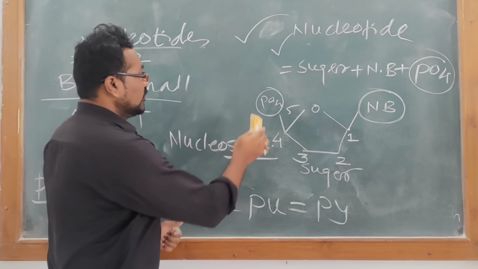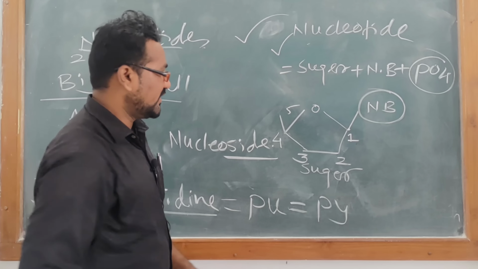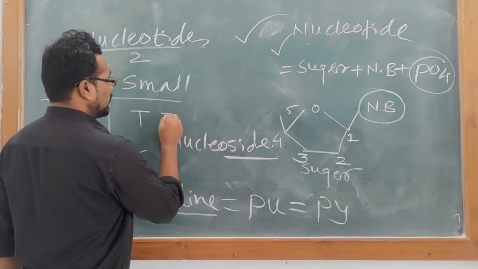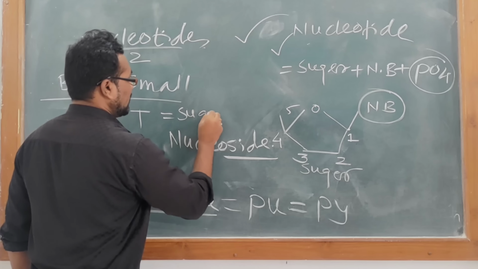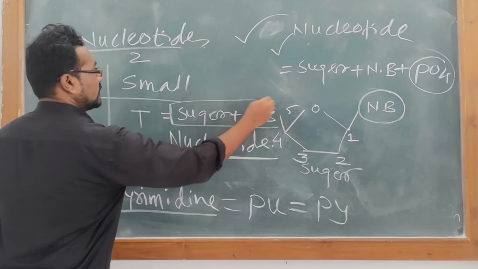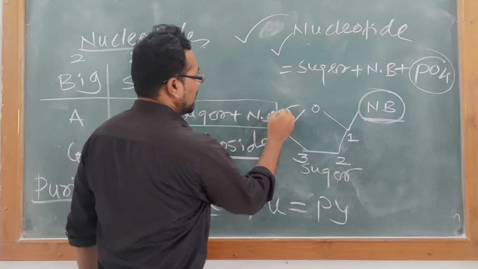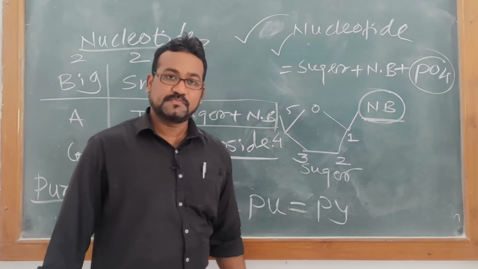But if I remove the phosphate group, and sugar and nitrogen base are there, then it is known as nucleoside, which contains sugar and nitrogen base only. This is the difference between nucleotide and nucleoside. Okay, so the nitrogen base is always located at carbon number 1, phosphate group located at carbon number 5.